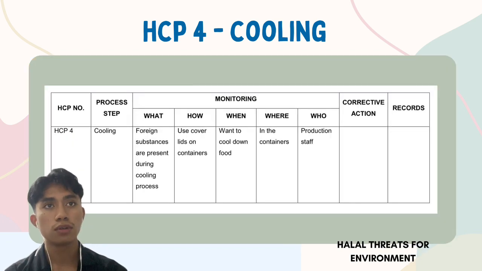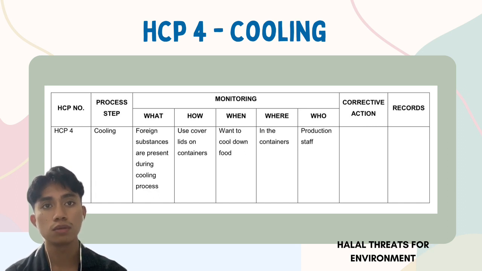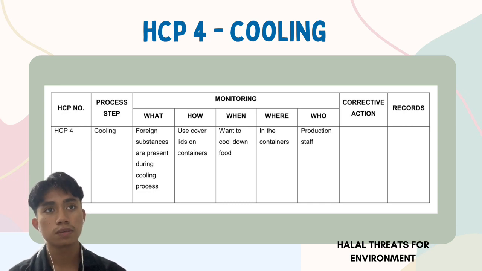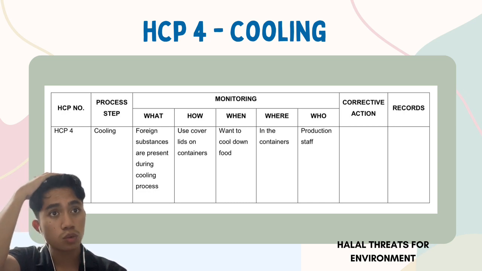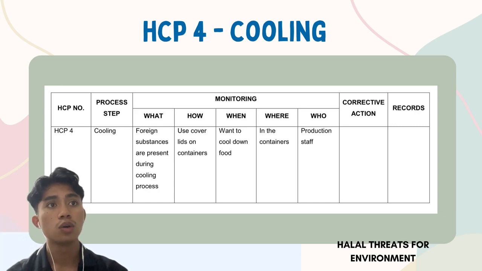Lastly, for halal threats for environment, the issue is foreign substances are present during the cooling process. How: use cover lids on containers. When: when we want to cool down the food. Where: in the containers. Who: production staff.